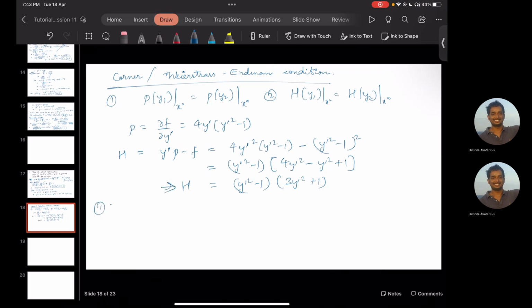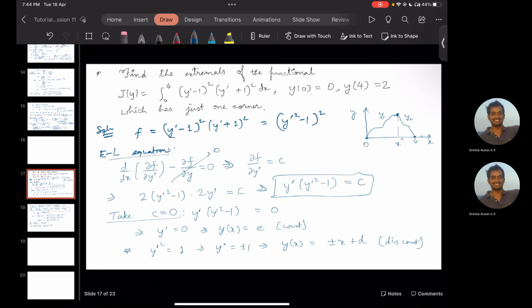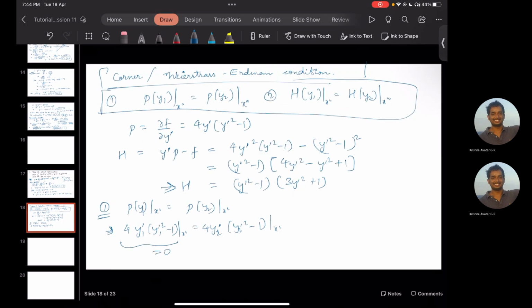Now check our first condition. This was our conditions, right? So P at y1 at x star is equal to P of y2. Fine. So this comes out to be 4 y1 prime into y1 prime squared minus 1 at x star is equal to 4 y2 prime into y2 prime squared minus 1. Now what we clearly see is we had the conclusion in this case to be either y prime is equal to 0 or y prime squared is 1. So for both the cases, it always comes out to be 0. So this first condition is easily satisfied. What we need to worry about is the second condition.